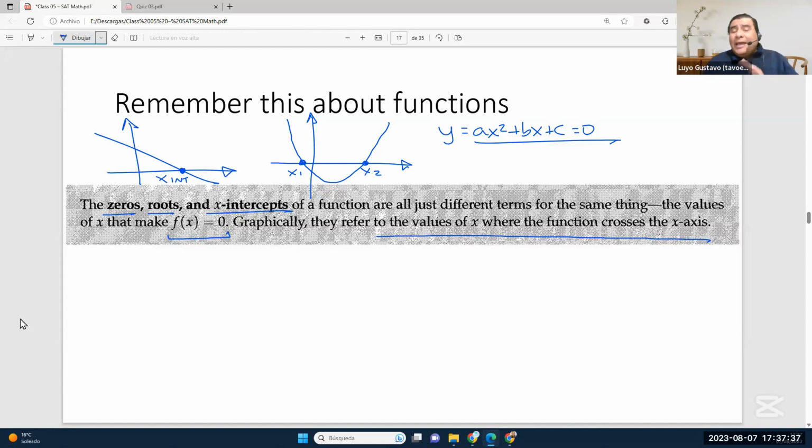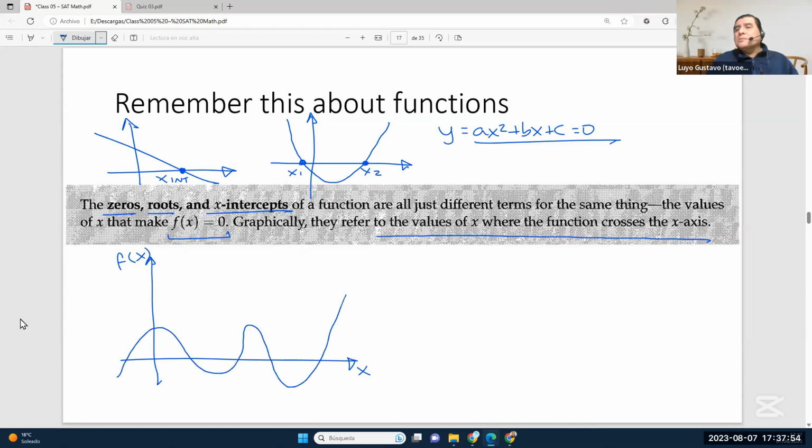And if we talk about any other curve, not a quadratic or a linear equation, perhaps something like this. Imagine this. We have f of x and we have x. Imagine that we have something like this. If we have this curve, what would be the zeros of this function? It would be this value, this value, this value, this value, and this value. All values of x where the value of y is 0, or where the curve crosses the horizontal axis.